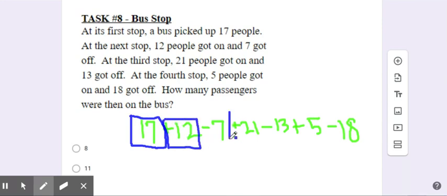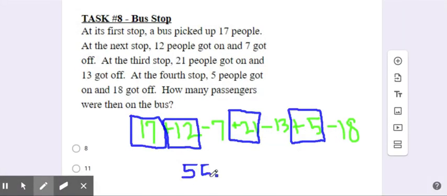Here's another positive number. This is positive 21. I know it's positive because of that plus sign. So 17 and 12 we said was 29. 29 plus 21, that would be 50 plus 5 more. What's 50 plus 5? Well, that's 55. So I have 55 positives.